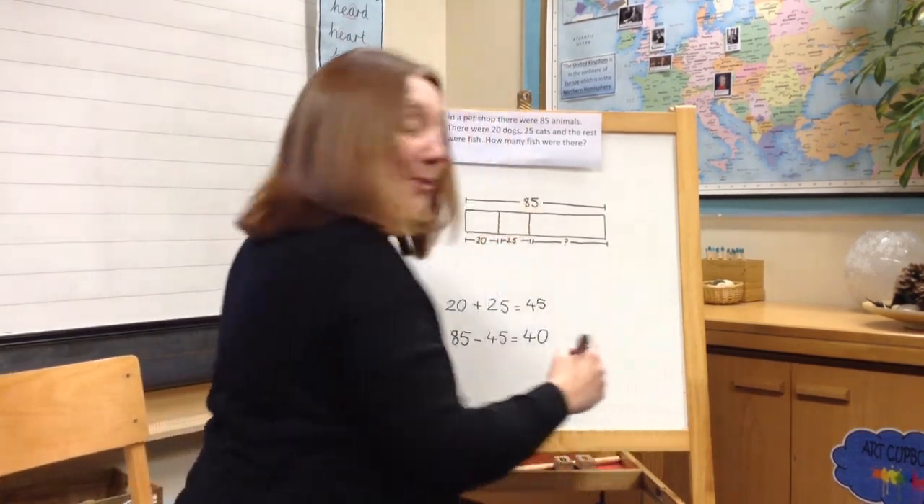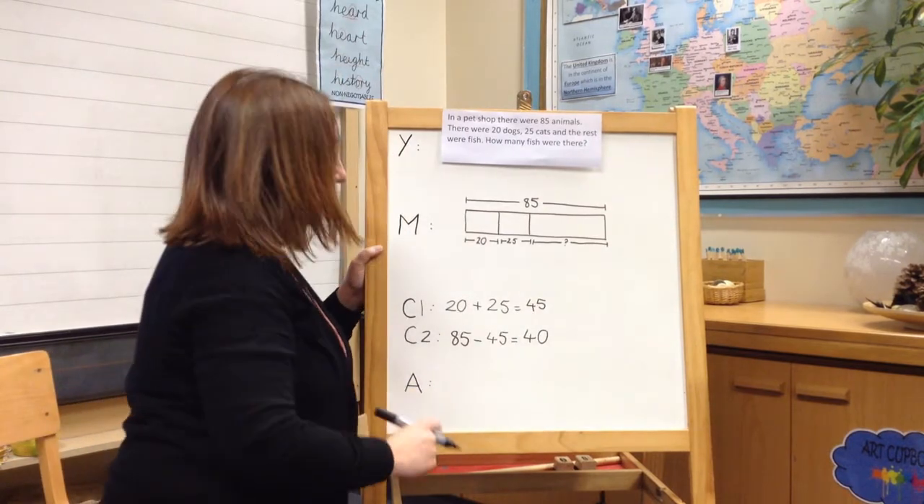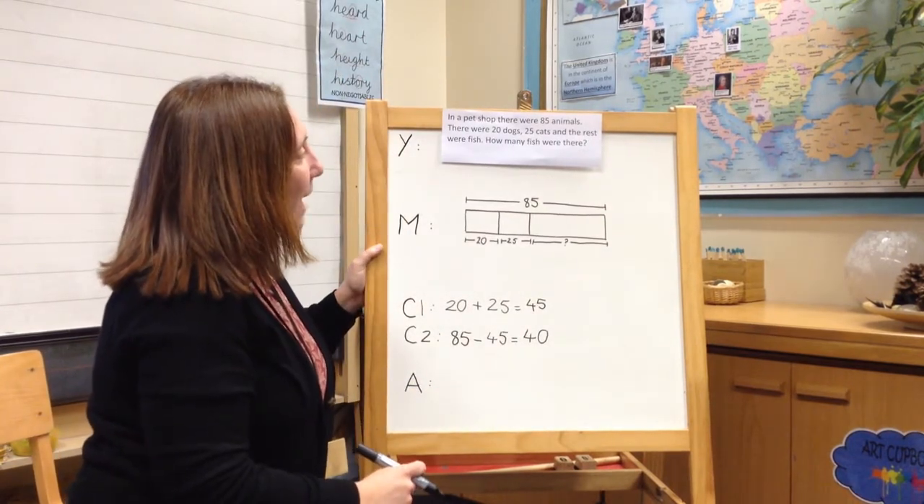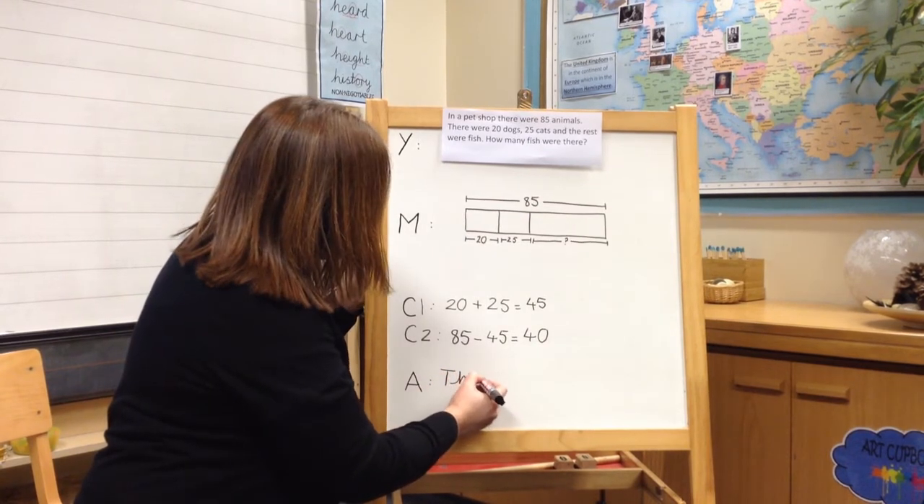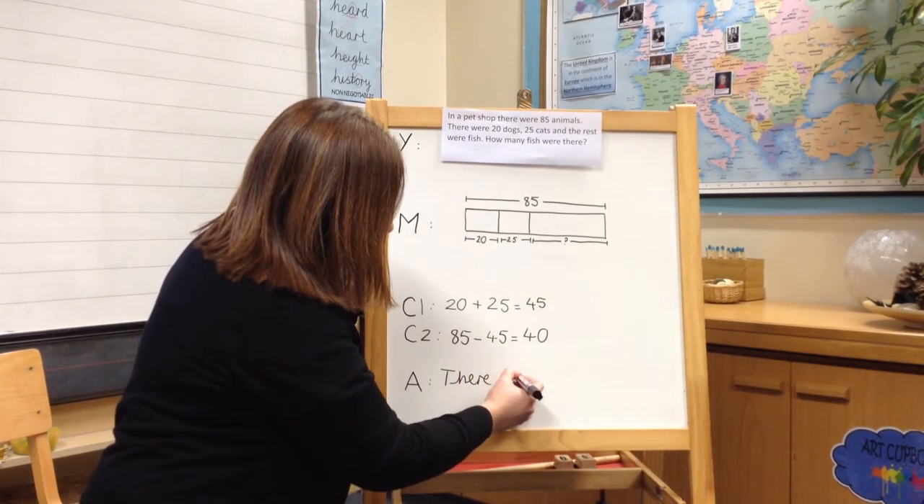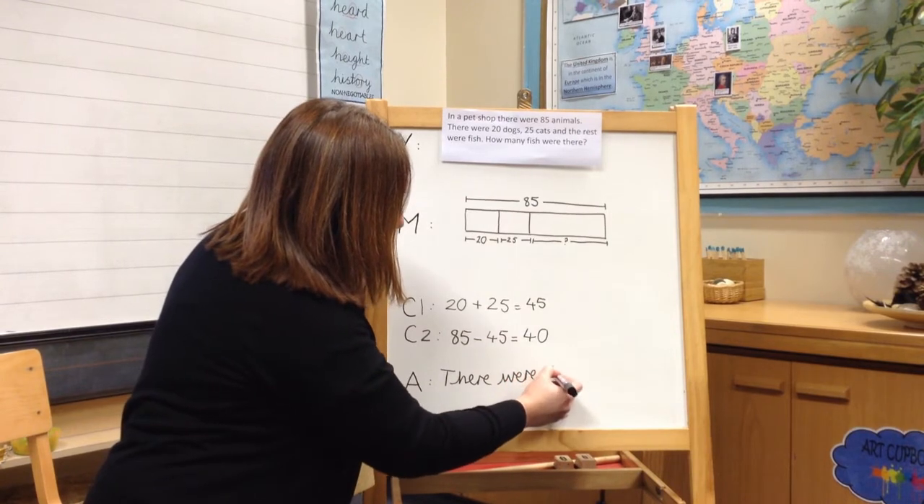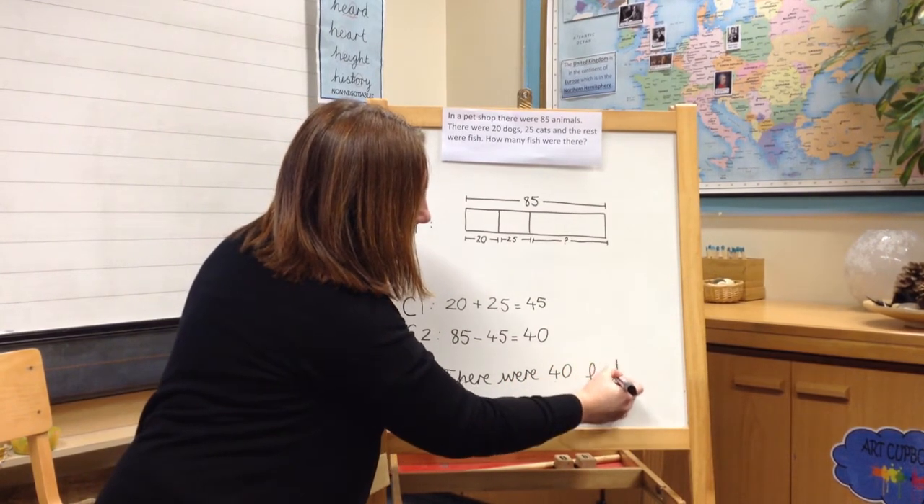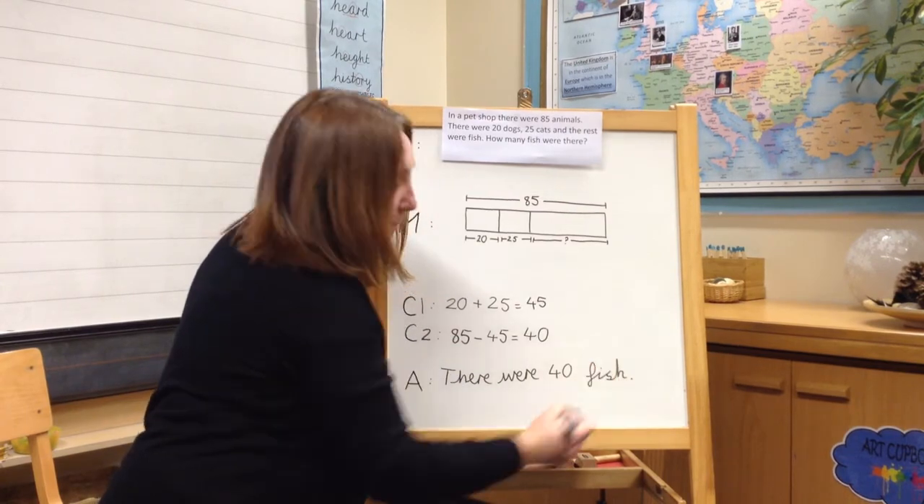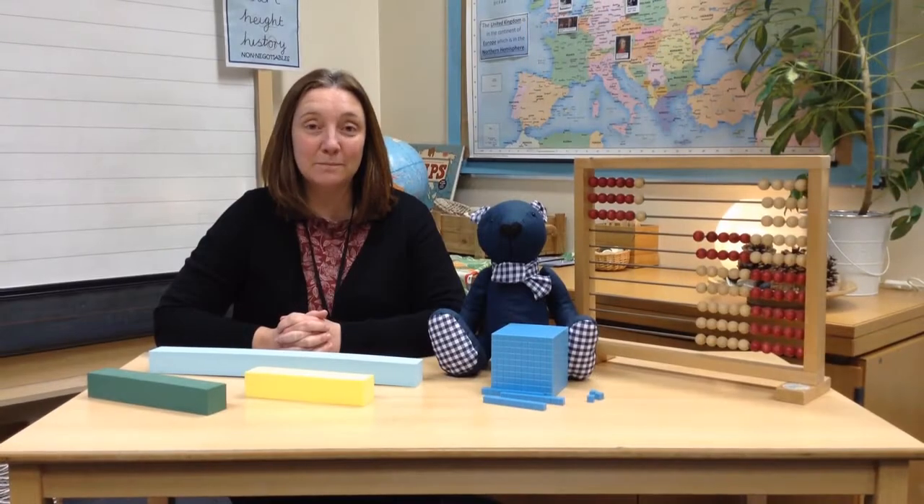One last thing to do, we need to write our answer as a sentence. How many fish were there? There were 40 fish, full stop. It's your turn now.